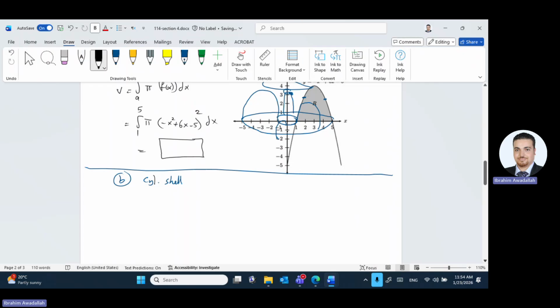With cylindrical shell, the most important things are the height and the radius. This is the radius. So V equals the integration from A to B. This is my A, the start. This is my B, by the way.